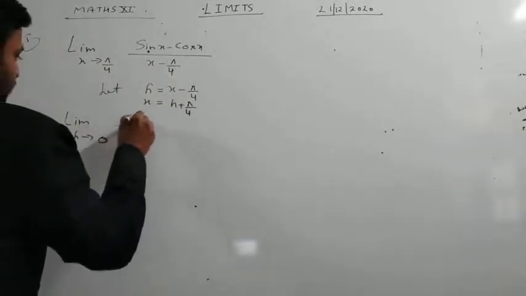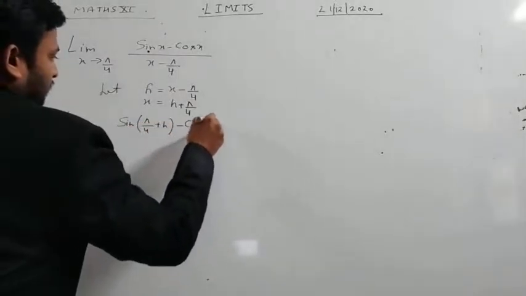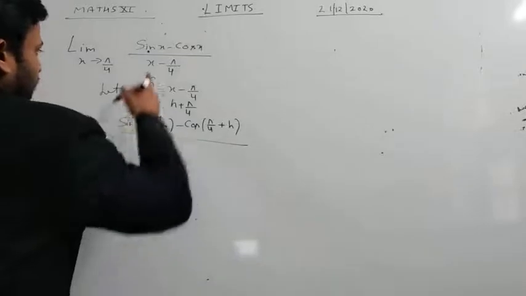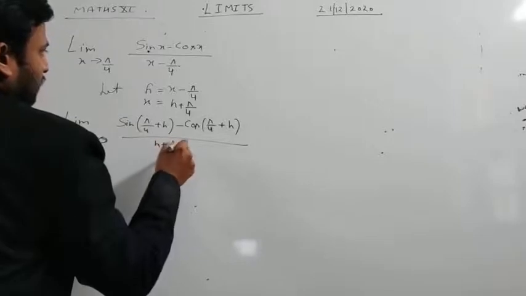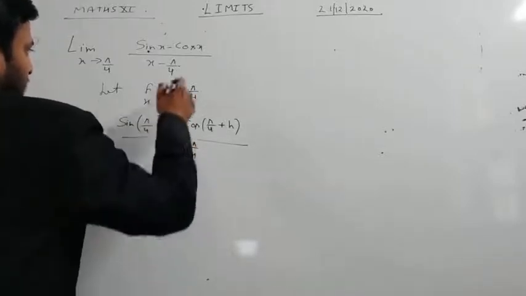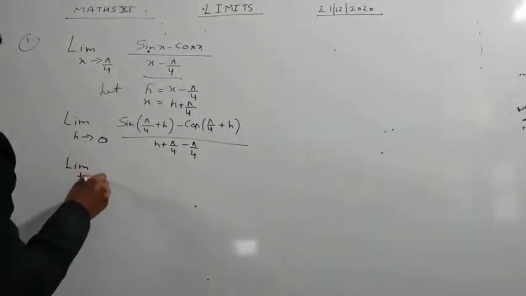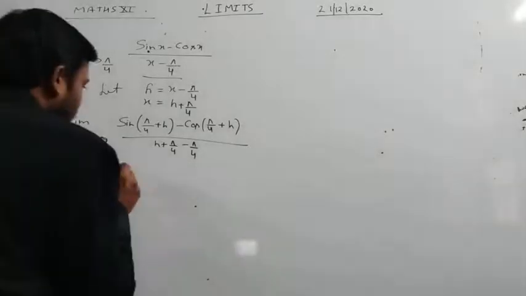So we write sin of (pi by 4 plus h) minus cos of (pi by 4 plus h) by, in the denominator, h plus pi by 4 minus pi by 4. Either way, we can directly put h in the place of this. So limit h tends to 0, students. This is our formula of sin (a plus b) and cos (a plus b). Now we expand this, students. Let's see what we can write.